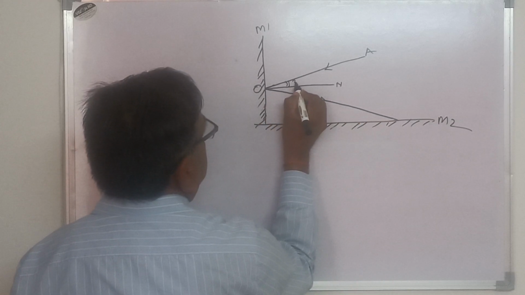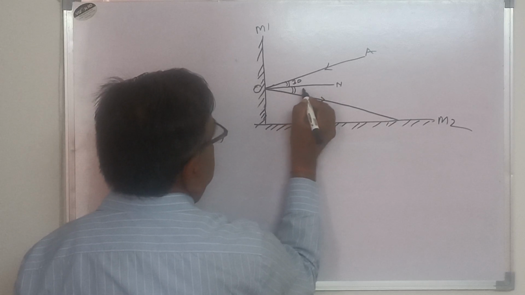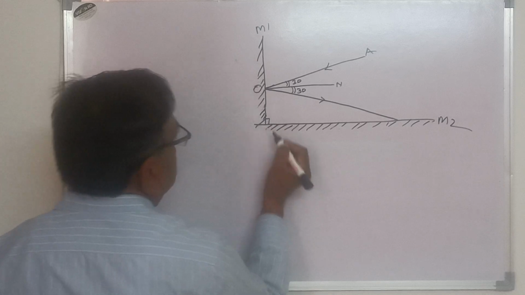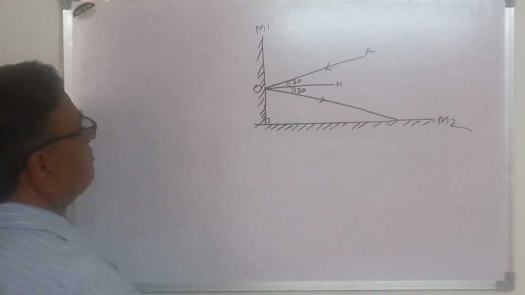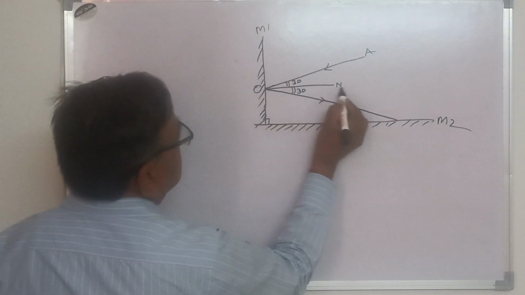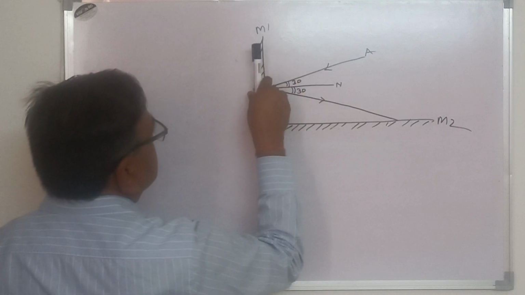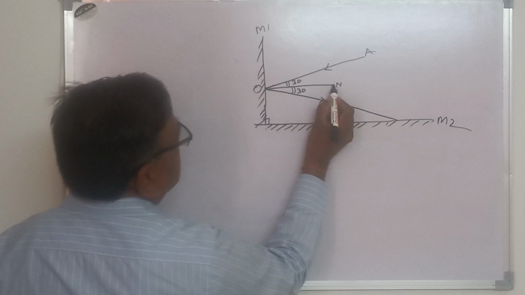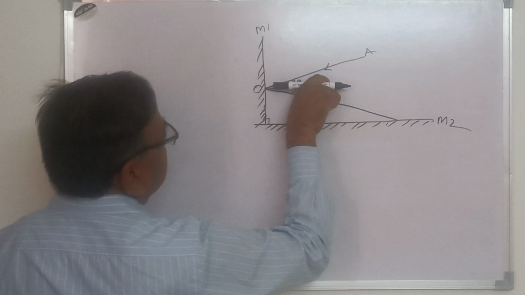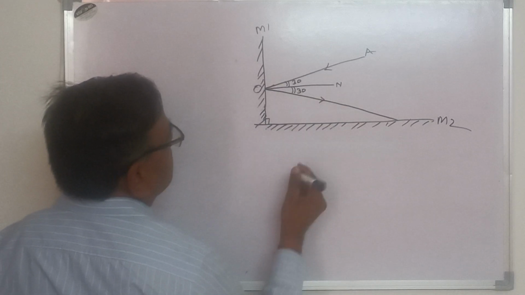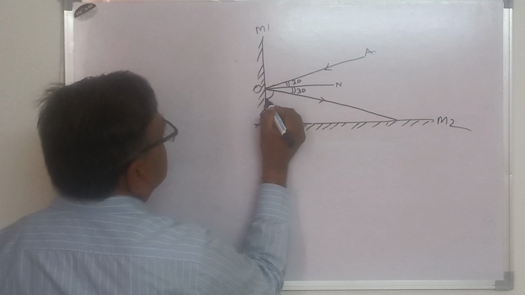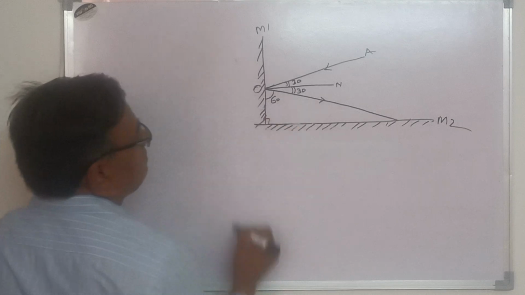Incident angle is 30, so this angle will be 30, and these mirrors are at 90 degree. This is normal, and the normal is parallel to the surface of the other mirror. So this is 30, so what will be this angle? This will be 60.